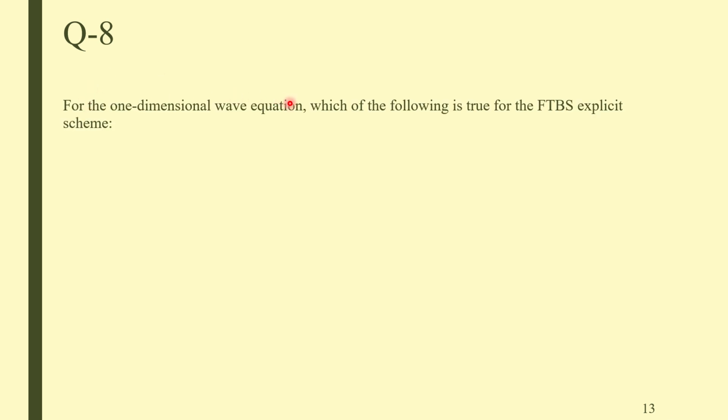In question 8, it is mentioned that for the one-dimensional wave equation, which of the following is true for the FTBS explicit scheme? The question is for the one-dimensional wave equation, that is dou f by dou t is equal to a times dou f by dou x. Which of the following is true for the forward in time, backward in space, explicit scheme? The options given are: 1, first order accuracy; 2, consistency; 3, conditional stability.